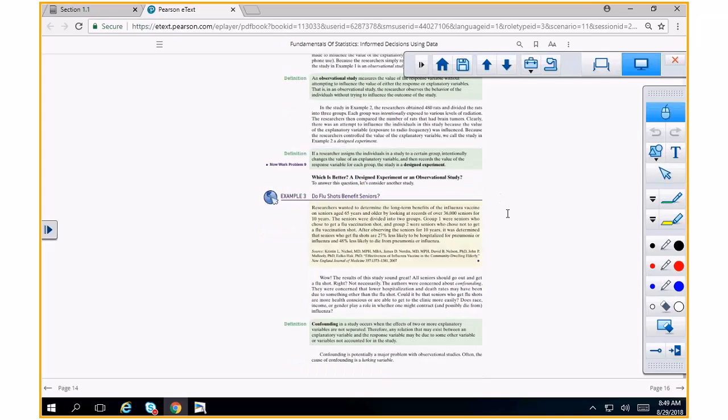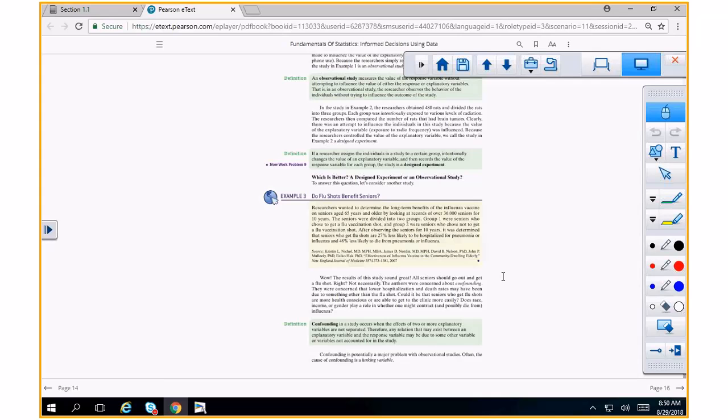Observation. I don't do confounding, but go ahead and write it down, because you're talking about something that is confounding in a study: when the effects of two or more explanatory variables are not separated. Therefore, any relation that may exist between an explanatory variable and a response variable may be due to some other variable or variables not accounted for in the study. It's amazing how they can make something so simple so confusing and difficult. All right?